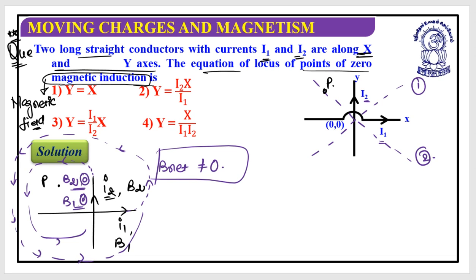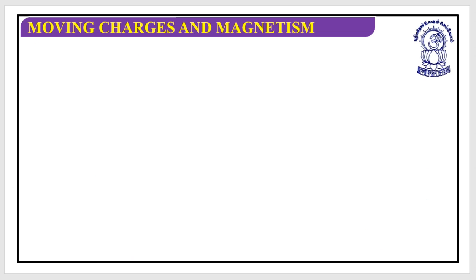So this possibility could not give zero magnetic field. This possibility has been ruled out. Now let's work on the first possibility. So this was I1, this was I2, and we were working on this.